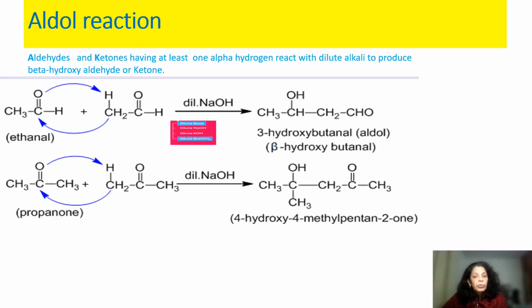Aldol reaction takes place only if the aldehyde and ketone have at least one alpha hydrogen atom in them, and this reaction takes place in presence of dilute alkali. So if two molecules of ethanol combine together in presence of dilute alkali, it will result in the formation of beta hydroxy butanol. So this is your main compound functional group. This is alpha carbon atom, this is beta carbon atom, and this is gamma carbon atom. Now the hydroxyl group is attached to the beta carbon atom, so this becomes beta hydroxy butanol.